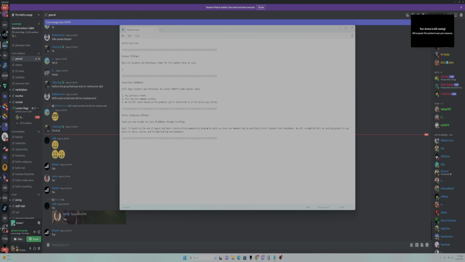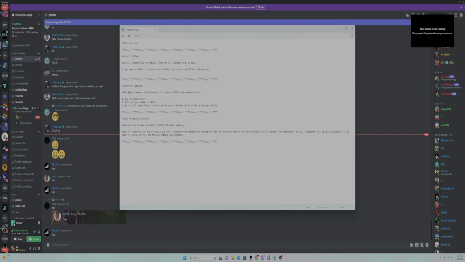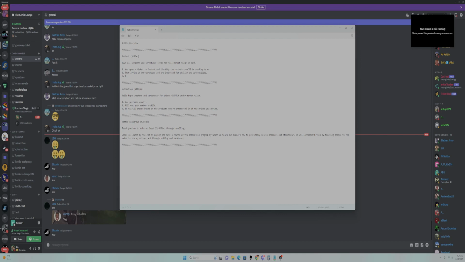So step number 1 is you open a ticket in Kashout and identify the products you'll be sending to us. Step number 2 is they arrive at our warehouse and are inspected for quality and authenticity. Step number 3 is you get paid once they pass inspection. And it's just that simple.